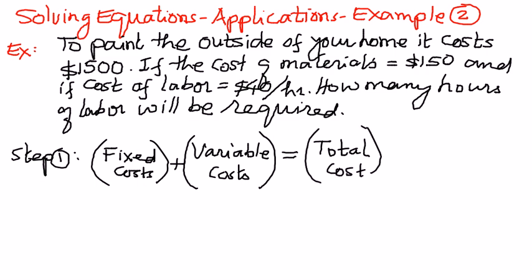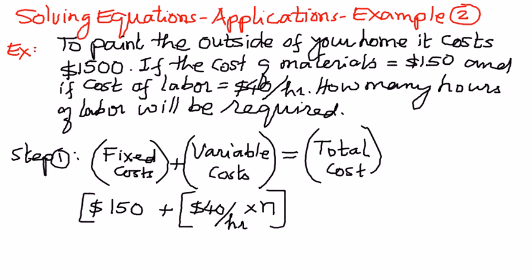The fixed cost here is the cost of materials, so we can write that as $150, and the variable cost here, as I see it, is the cost of labor. It's going to cost us $40 per hour, but we also do not know the number of hours required by the person to paint the house. Since we do not know that quantity, we'll call it n. So that is the variable part in here.